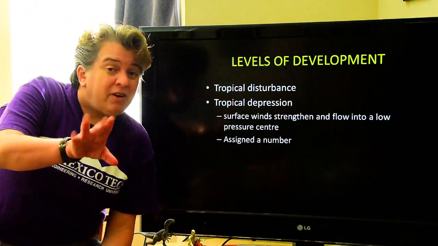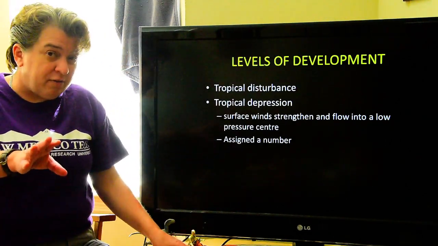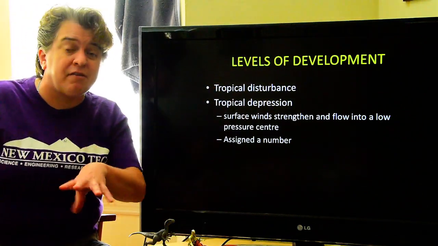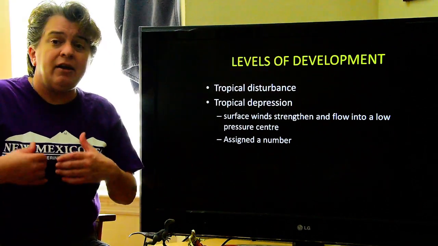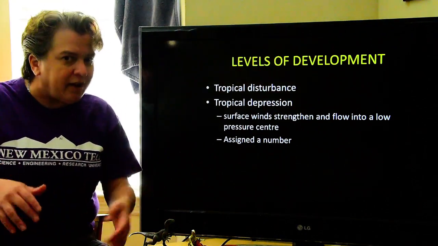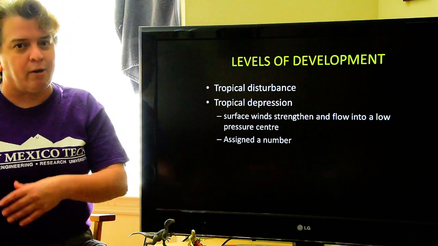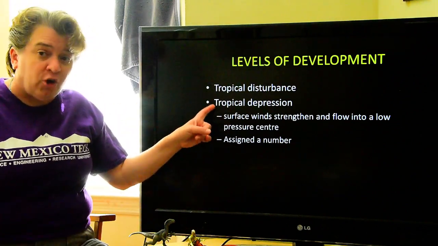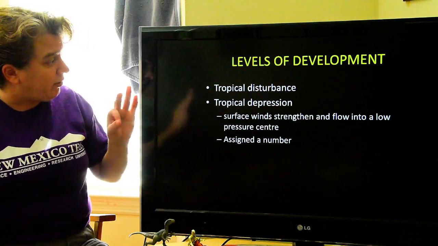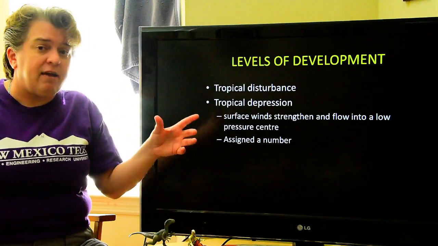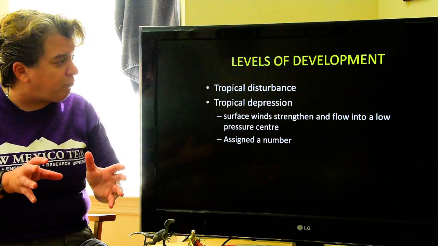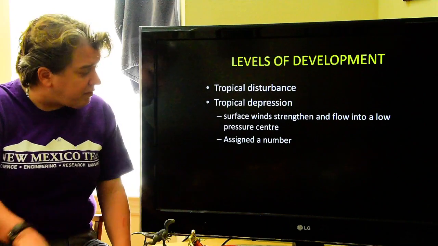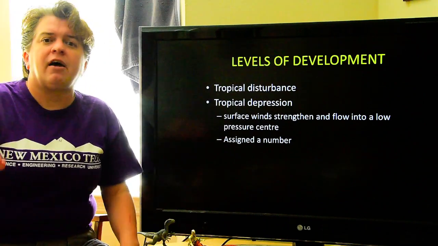Well, if conditions are favorable, so I just want to let you know, just because there's a tropical disturbance doesn't mean it's going to become a hurricane. It needs favorable conditions like the warm water and the weak upper level winds and all that kind of stuff. But if the conditions are favorable, it could develop into a tropical depression. And in this case, we start getting stronger surface winds, and there'll be a distinctive low pressure center. And at this point, it gets assigned a number.